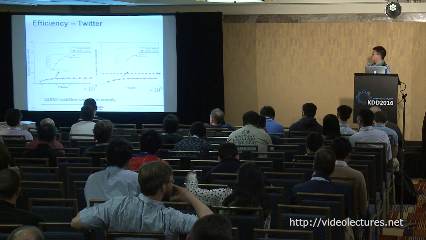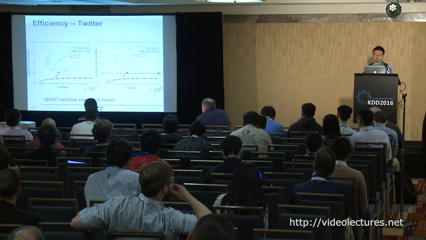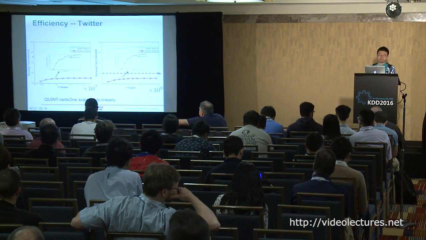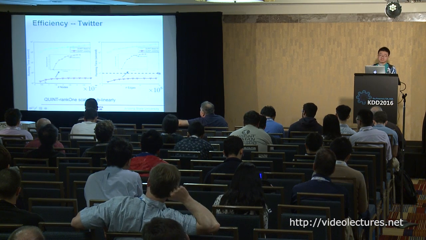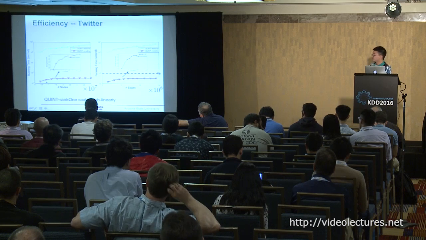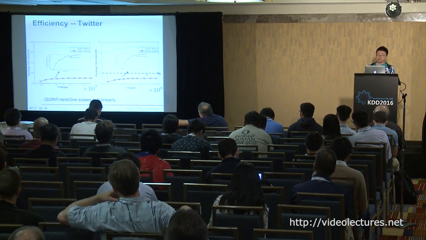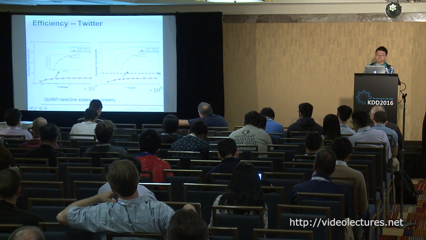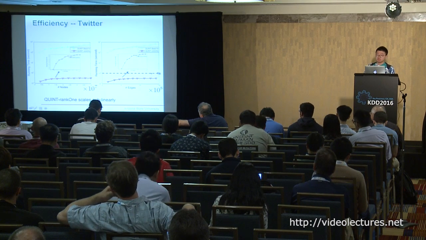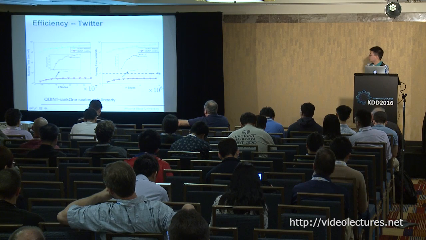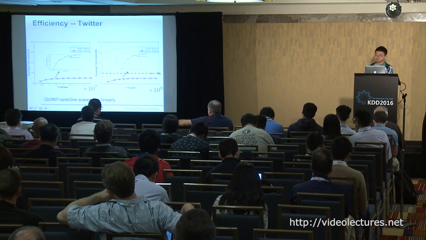This figure shows the scalability plot. It shows the running time versus the number of nodes and number of edges. We can observe that our QUINT rank 1 version can run in less than 1 second on the billion scale network, and it scales sublinearly.